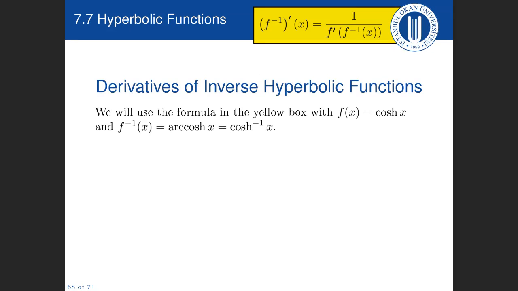Let's talk about the derivatives of the inverse hyperbolic functions. We're going to be using the formula in the yellow box, the derivative of the inverse function formula, with f of x is cosh x and f inverse of x is arc cosh x, or inverse cosh of x. And remember, the derivative of cosh is sinh.